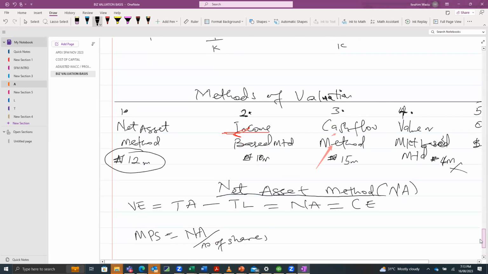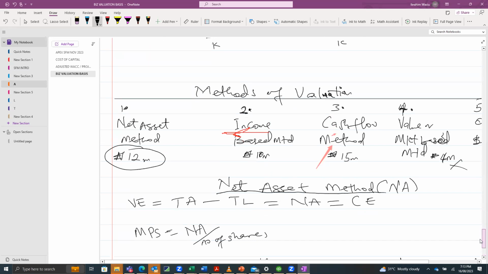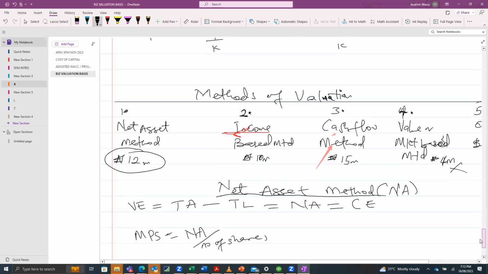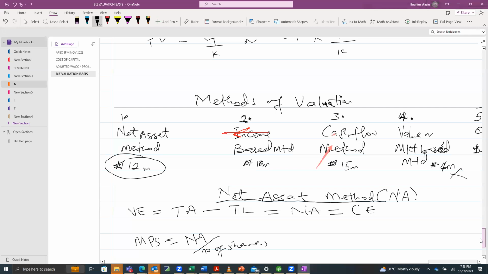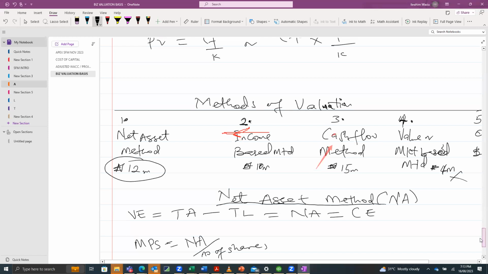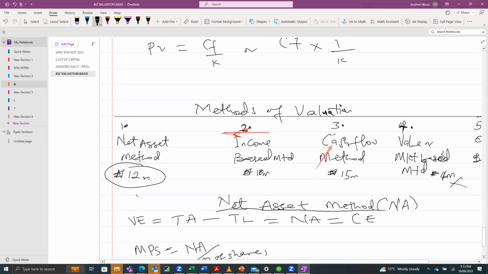Yes, net assets gives 12 million, income base 10 million, cash flow 15 million, and what again? Value base or market base 4 million, right? Market base method, yes, 4 million. But we are saying that the net asset method result, which is 12 million, should be the lowest amount you as a finance manager or as the CEO or CFO should advise any company to accept.